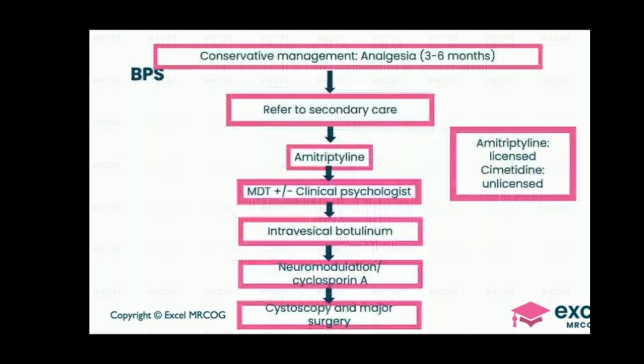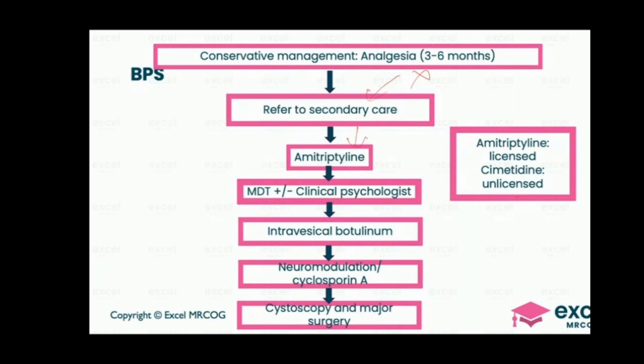Conservative management, analgesia for 3 to 6 months, very important. Refer to secondary care if this doesn't work. Okay, so if this is not working, then you go to secondary care, you start amitriptyline in preference to cimetidine, as it is written. Cimetidine is unlicensed, amitriptyline is licensed, but both are effective.